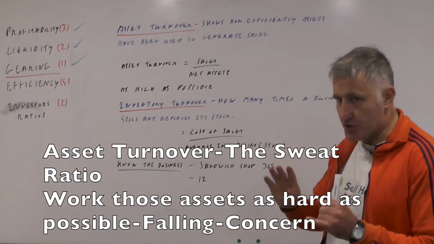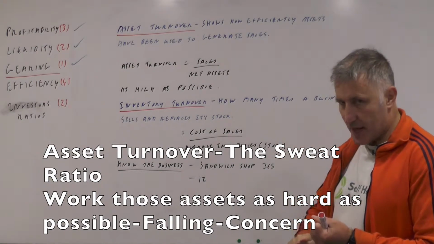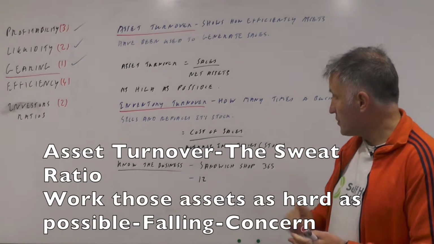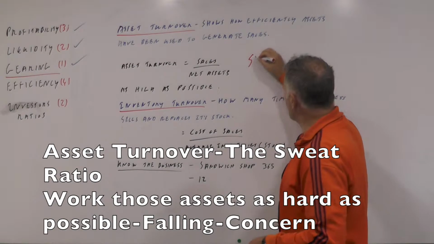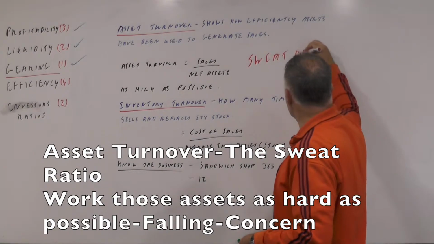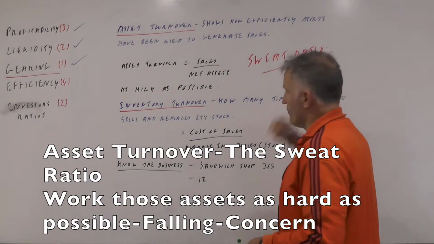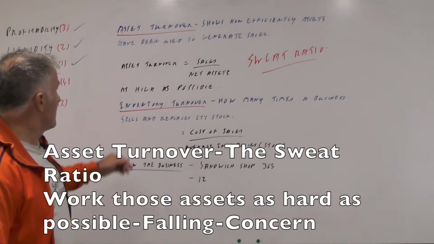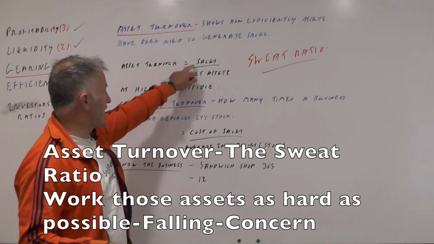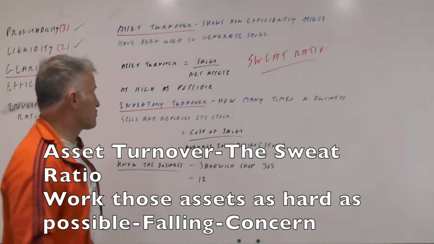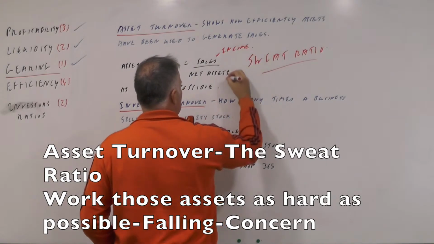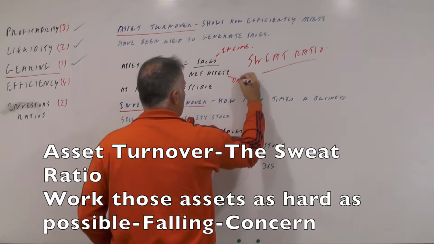So for efficiency, we've got four: creditor days, debtor days, asset turnover, and stock turnover. This one here is sometimes called the sweat ratio. Okay, asset turnover is literally a number. Asset turnover is sales divided by net assets. So sales we get from the income statement, and net assets we get from the balance sheet.